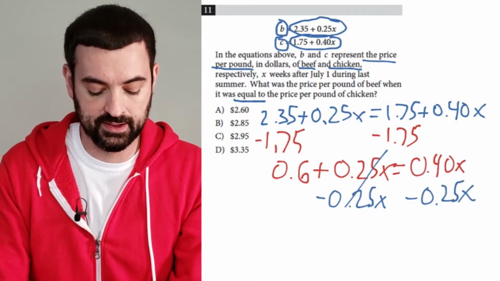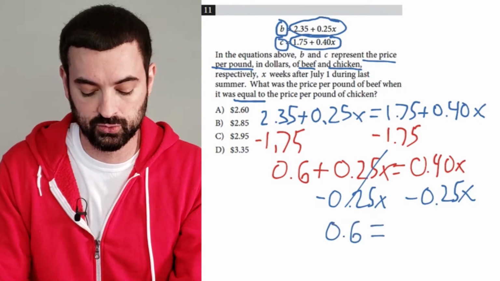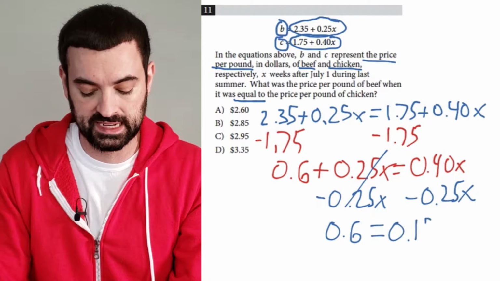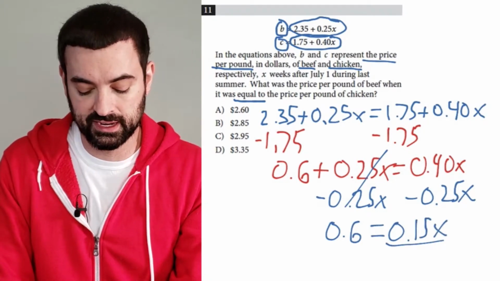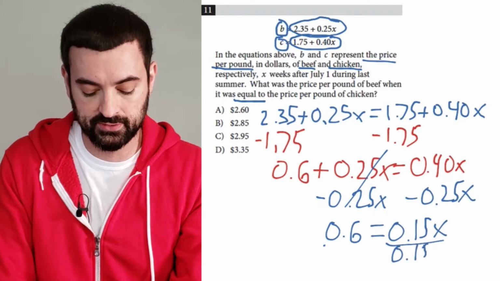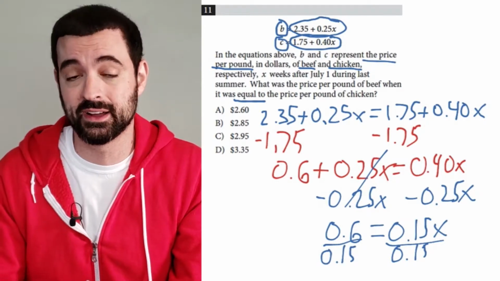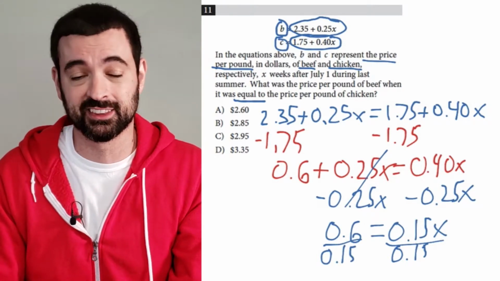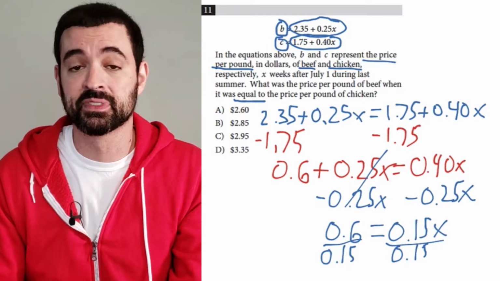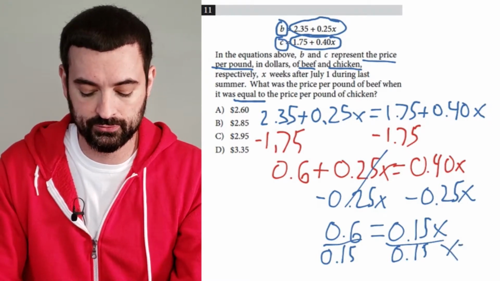And now I have 0.6 equals 0.15x. And if I divide both of these by 0.15, here's where it would come in handy to multiply everything by 100, because 0.6 divided by 0.15 is the same as 60 divided by 15. And that is very simply 4.